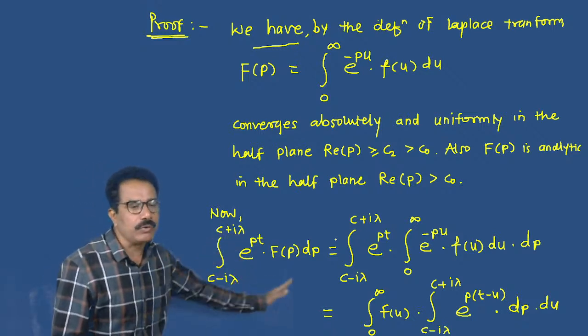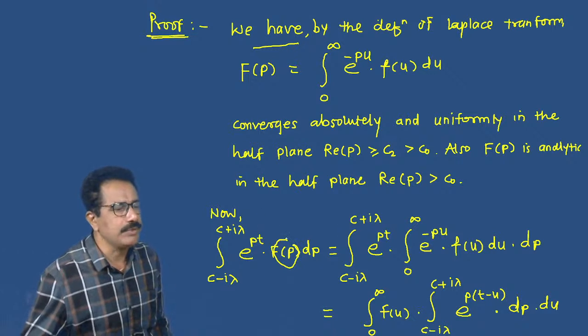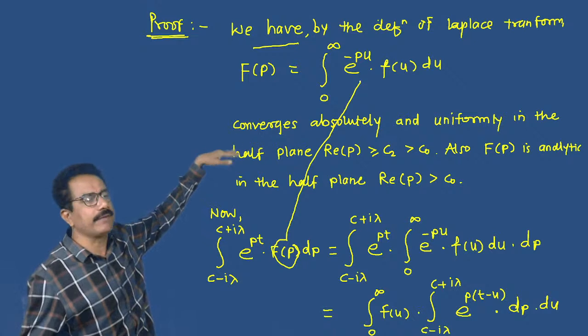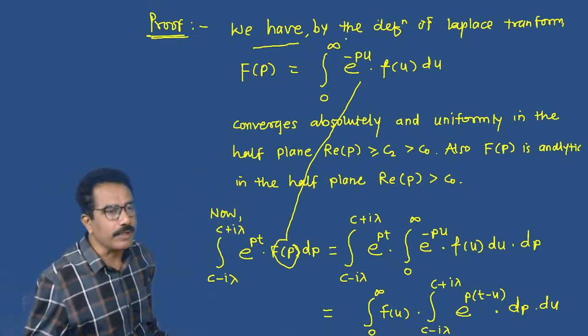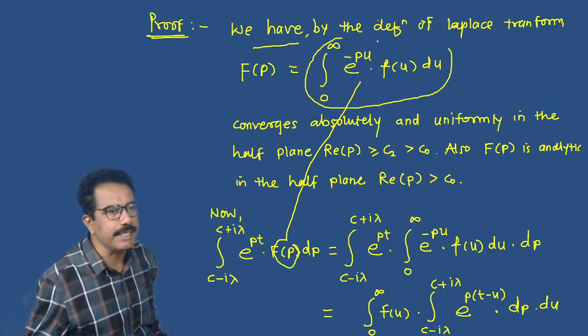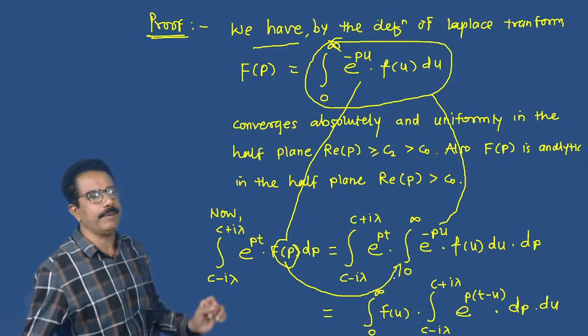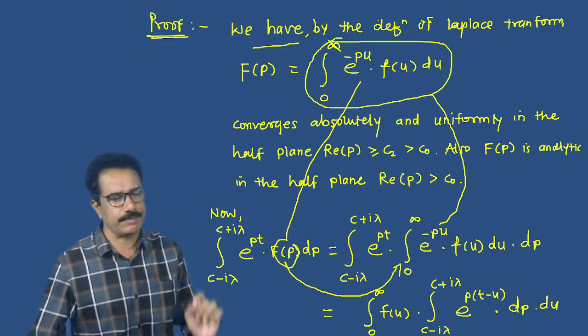Now we have to solve this. Replace this capital F of p by using equation 1. Capital F of p means the integral from 0 to infinity of e raised to minus pu into f of u du. So in place of capital F of p, we have replaced it according to the definition of the Laplace transform.